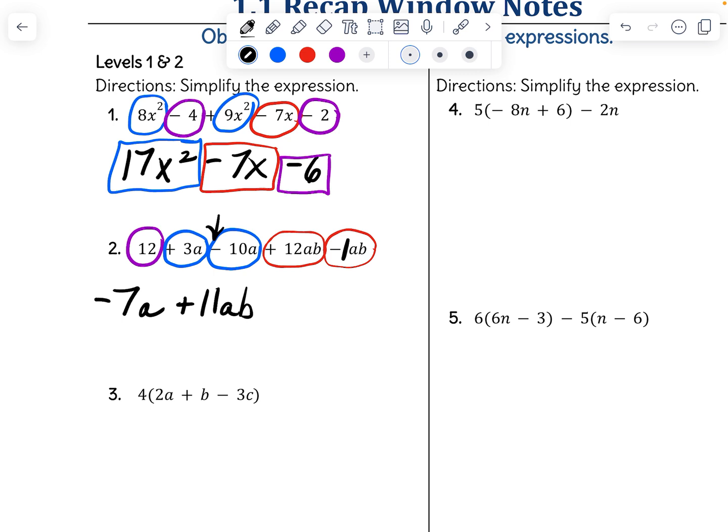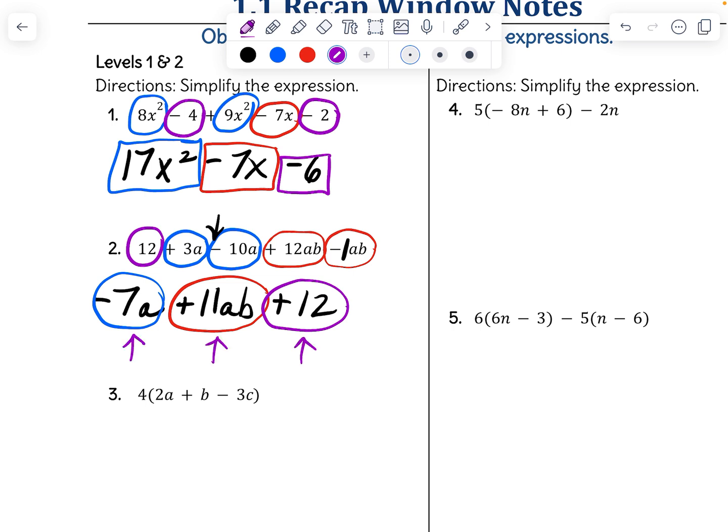Now, my constant, the 12, I don't have anything to combine it with. So I am just going to carry it down. And I have to remember that my terms need to be separated with plus or minuses. So I'm going to remember to write the plus 12. Now I just took 5 terms and I simplified by combining like terms, and I have 3 terms in my answer. Okay.